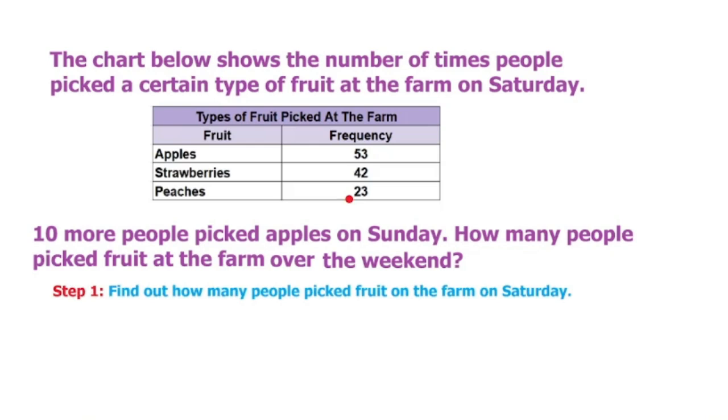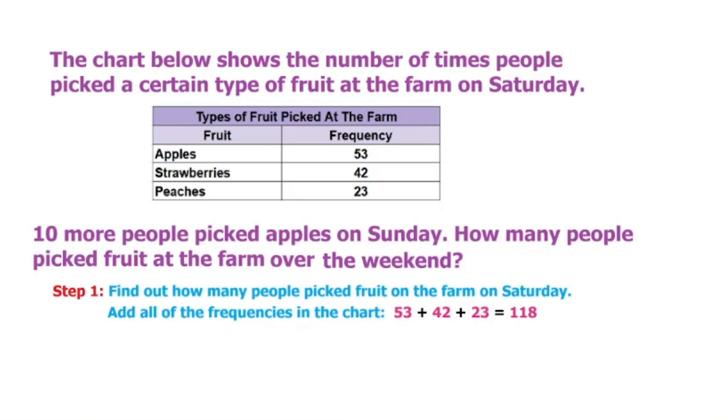So add all the frequencies in the chart. So 53 plus 42 plus 23 equals 118. So find out how many people picked fruit on the weekend. So 118 people picked fruit on Saturday. These are all the Saturday frequencies.